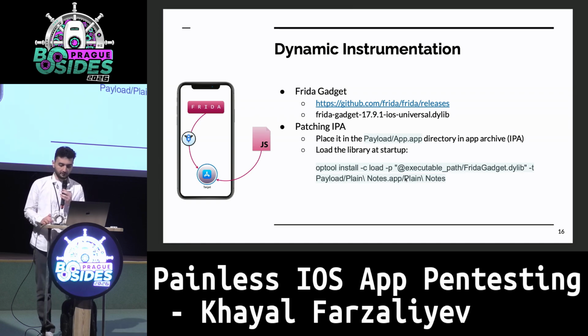What this command does is add a load command to the app's binary. Specifically, it adds an entry that tells the dynamic linker, when you load this app, also load frida-gadget.dylib from the same directory. The executable path part is a special variable that means the directory of the main executable, and that's exactly where we copied our dylib.